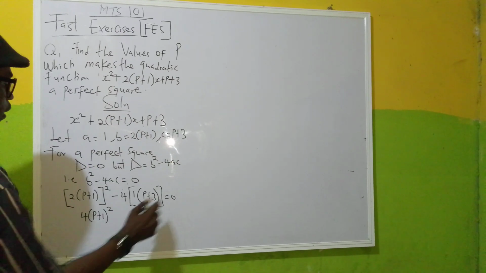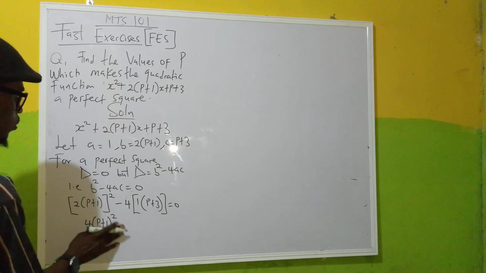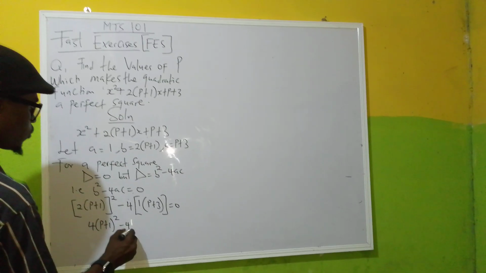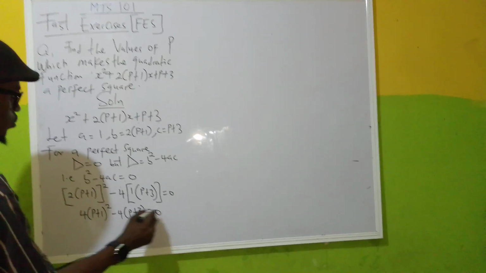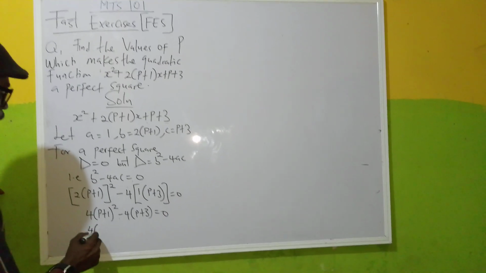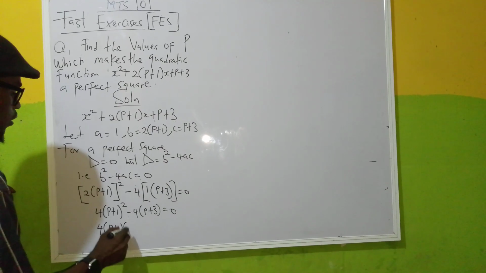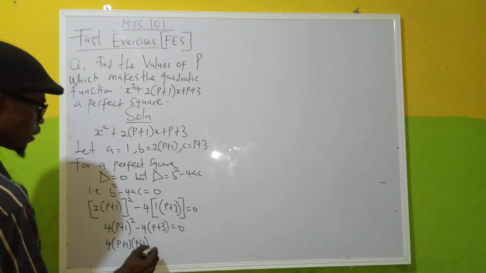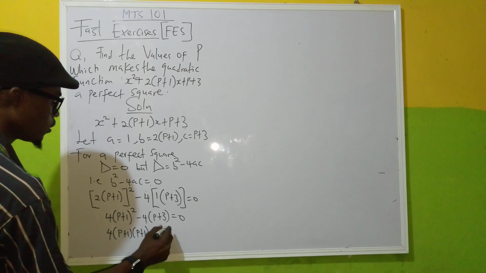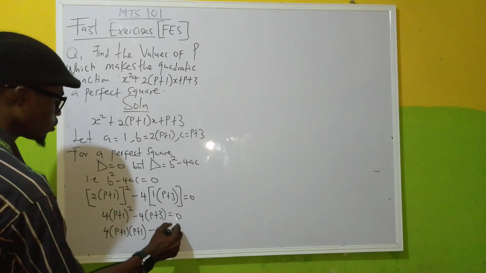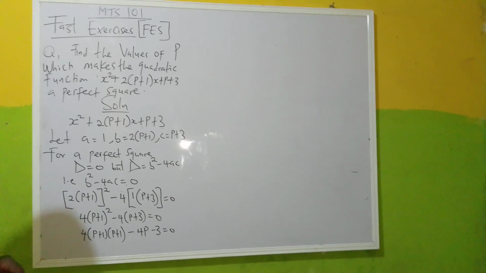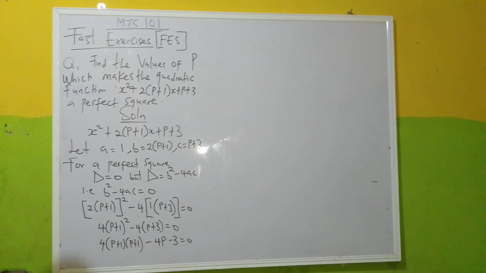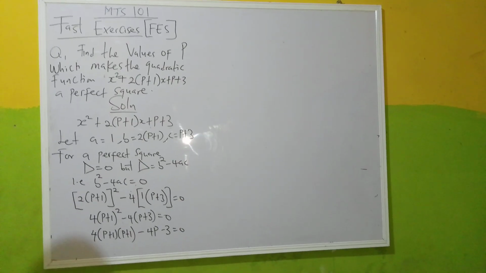So this one we can take it like this, or let's just solve it from here: minus 4 into p plus 1 and p plus 3 equals to 0. So we have 4 into p plus 1, p plus 1. You are going to expand this later on. So this one is 4p minus what? Minus 3 equals to 0. Minus times plus is minus, okay? You get that now? So is there no errors? No errors. Can we proceed? Yes, we can. Alright.